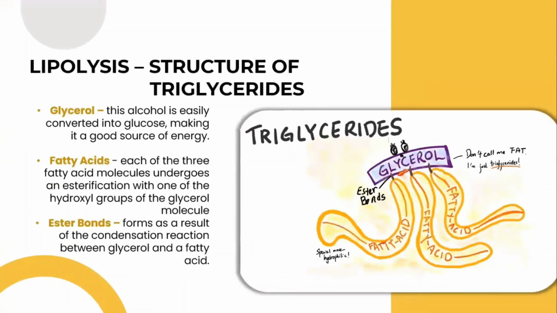Triglycerides have the structure of a glycerol bound to three fatty acid molecules. We all know that alcohol has hydroxyl groups, whereas organic acids contain a carboxyl group. As a result, if we combine alcohol and organic acid, it can form an ester. And take note that triglycerides are also known as triesters.